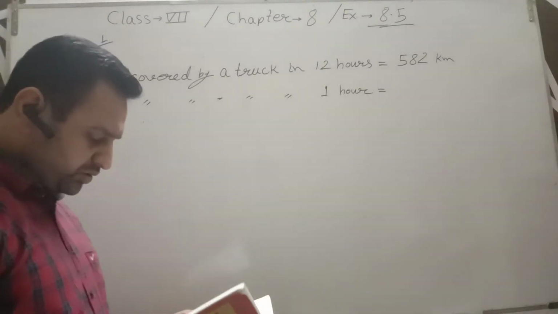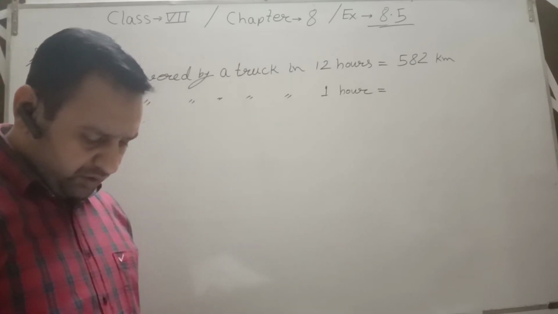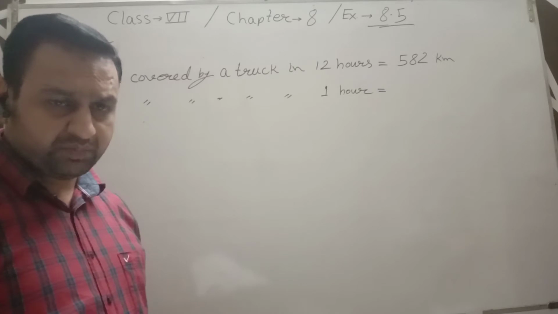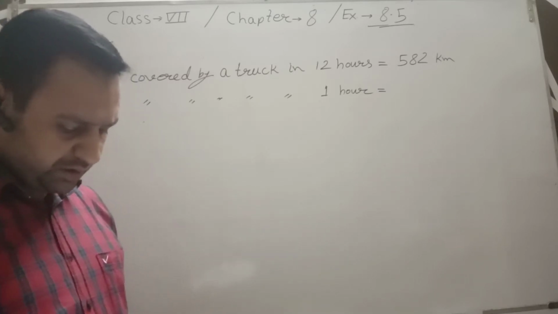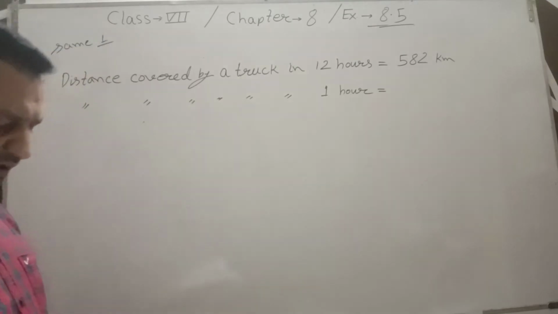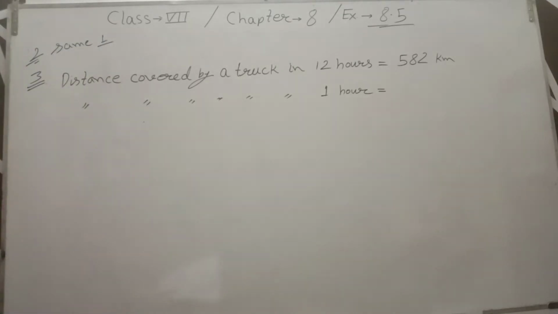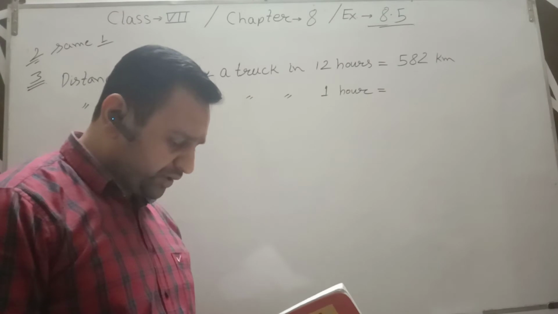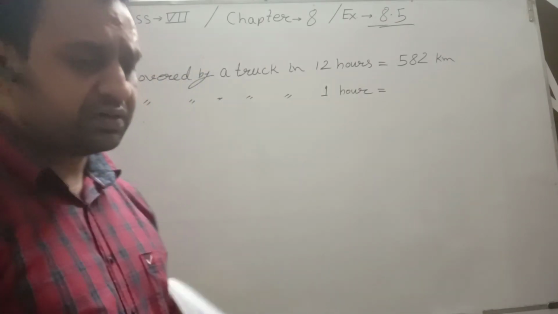Okay students, question number 2 is the same as question number 1, so try it yourself. Also question number 3 is the same as question numbers 2 and 1, but we try question number 3. In question number 3, it is given that a truck can cover 582 km in 12 hours, and we have to find the distance covered by the truck in 26 hours.